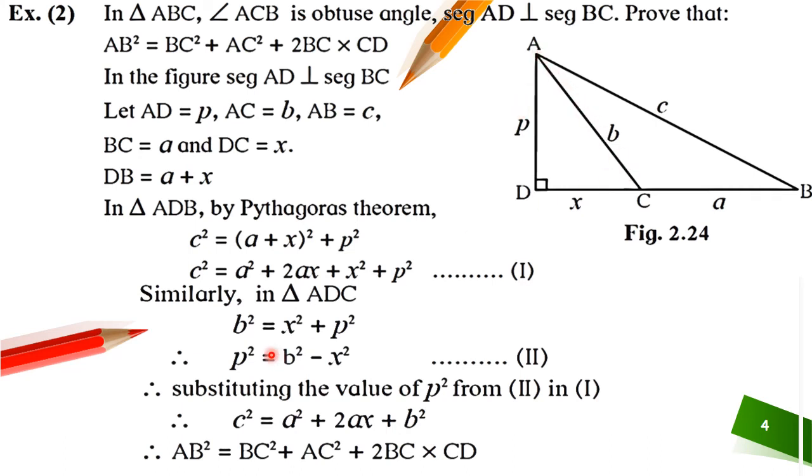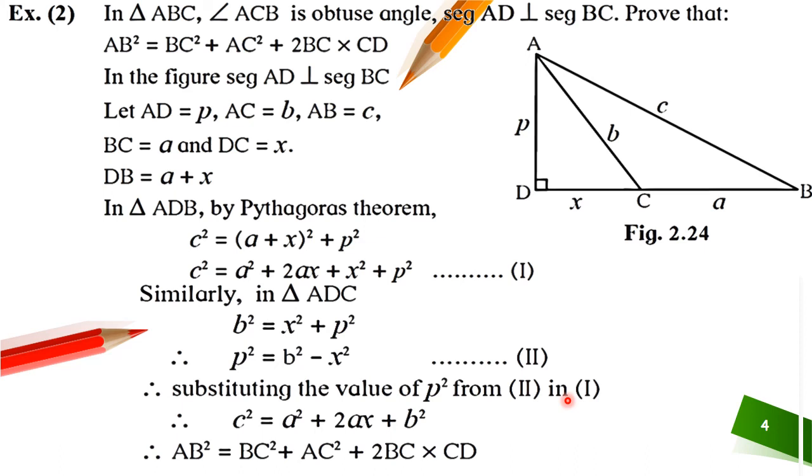Now choose this smaller triangle ADC, which is again right angled, and AC is the hypotenuse. So here we get b square, which is AC square, is equal to x square plus p square. From this we need p square, so p square stays on the left and x square goes to the other side. So p square is the same as b square minus x square. This is equation 2. Once you find the value of p square, it can be substituted in equation 1. So, substituting the value of p square from 2 in 1.